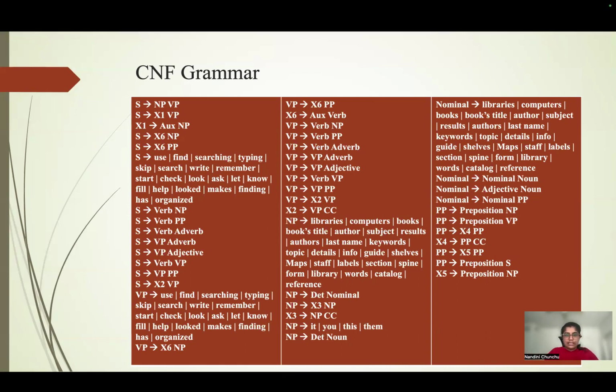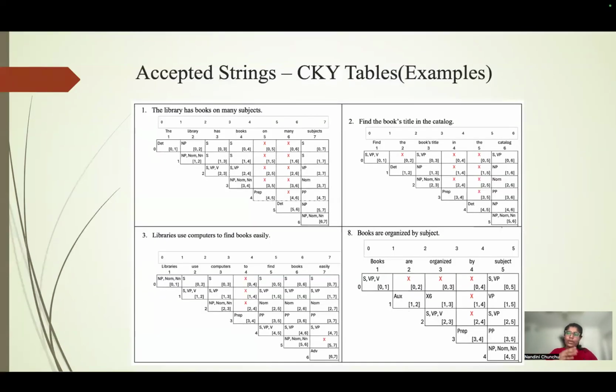Moving to the next slide, these are a few examples of the sentences for which I have performed the CKY algorithm, or actually created CKY tables. All these sentences are accepted by the grammar. Let me explain one here. If you see, the sentence is: the library has books on many subjects. In this sentence we have 7 words.